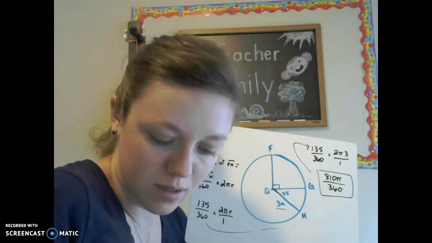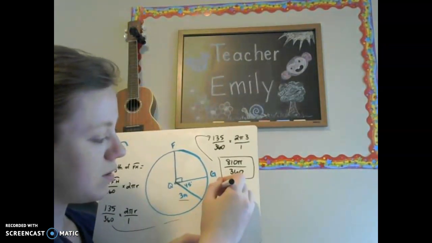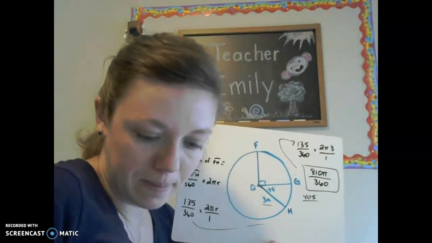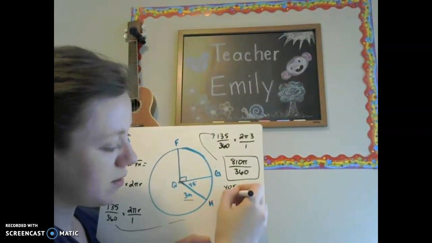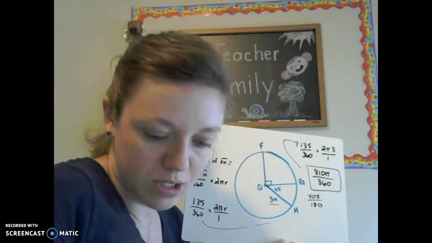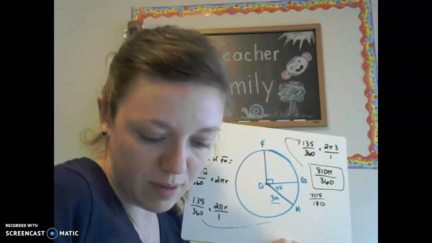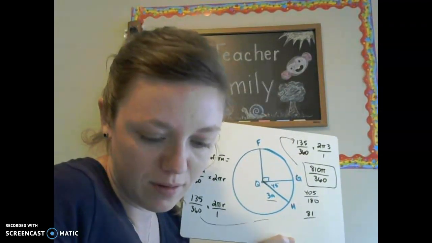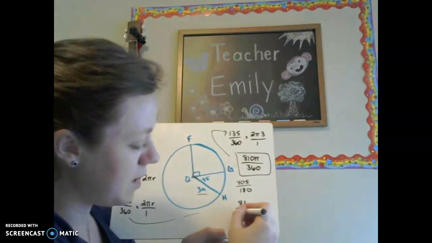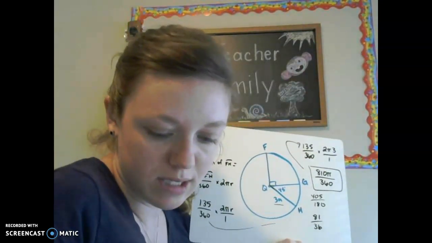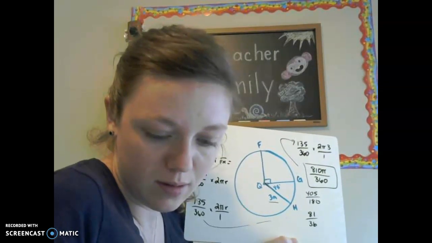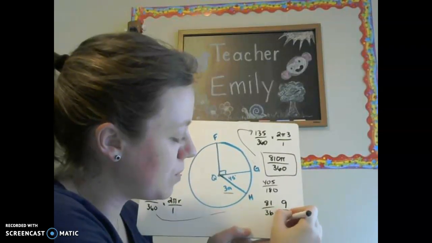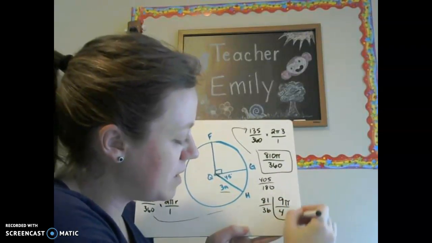810 divided by 2 is 405. 360 divided by 2 is 180. Okay, let's go even further. Let's do 405 divided by 5 and 180 divided by 5. Okay, 81 over 36. Let's take 81 divided by 9. 36 divided by 9 is 4. So the answer is going to be 9 pi over 4.